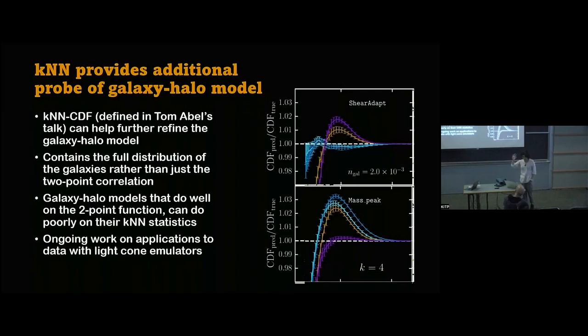Essentially, you can find that two models give you very much the same 2-point correlation function, but very different KNN statistics. And that's another way of adding more information about your galaxy distribution and refining these models, because at the end of the day, we don't just care about the 2-point clustering, we care about the full galaxy distribution. As Tom mentioned, there's currently ongoing work on applications to DESI data with light cone emulators and on Abacus Summit that I'm involved with, if you're interested in hearing more about that.